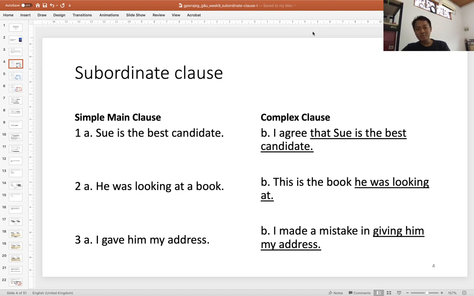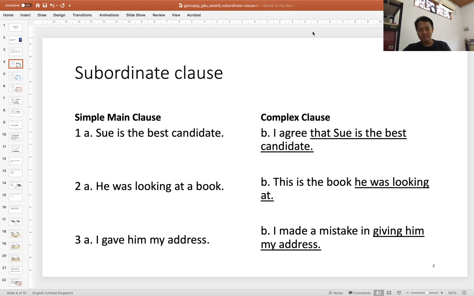And in 2b, this is the book he was looking at. If you just say he was looking at, you expect something. In this example 2b, he was looking at functions as a modifier of the noun book. So this is the type of relative clause.